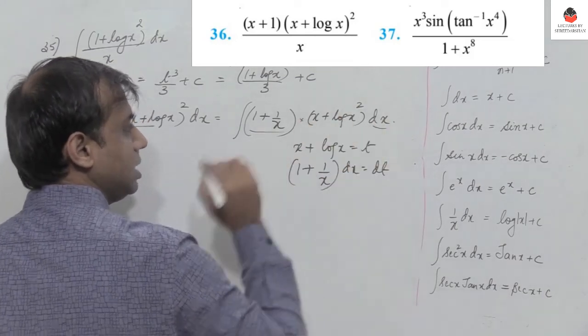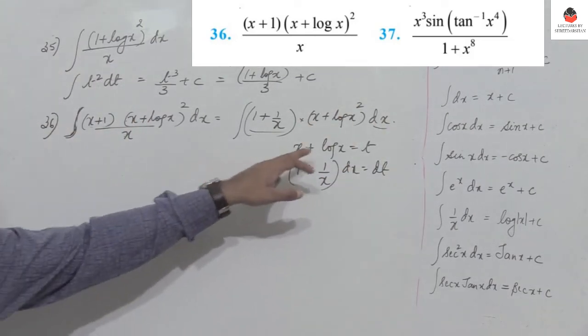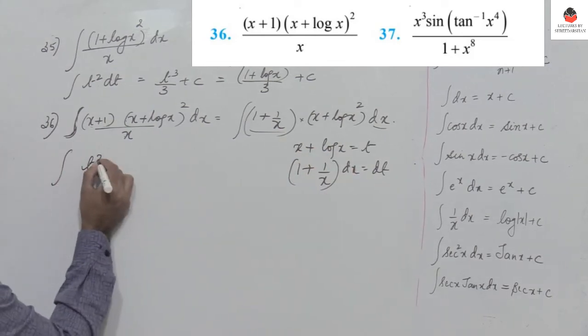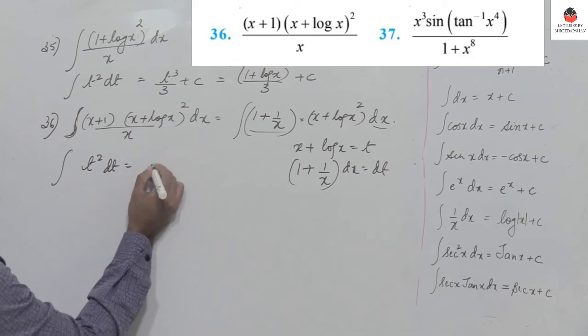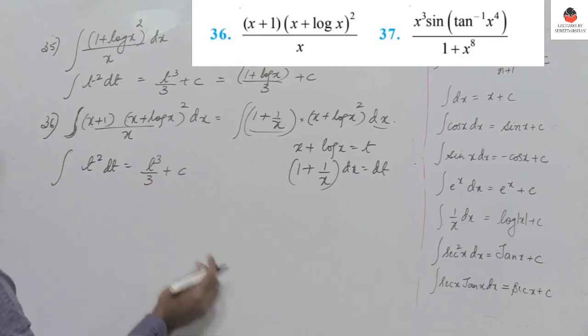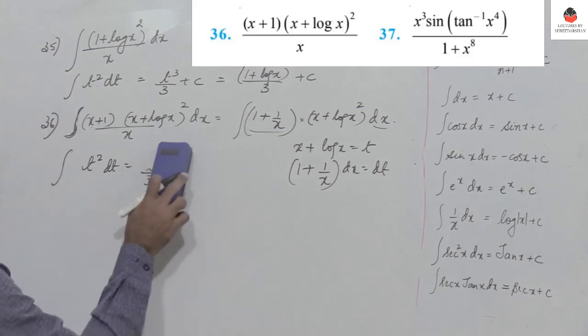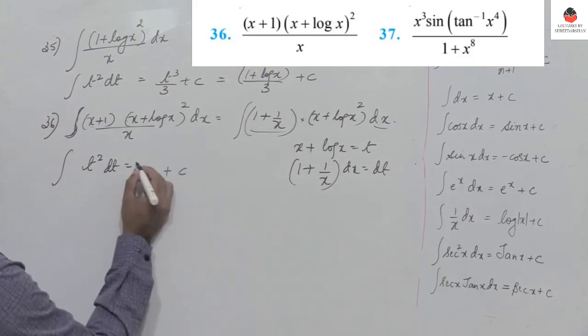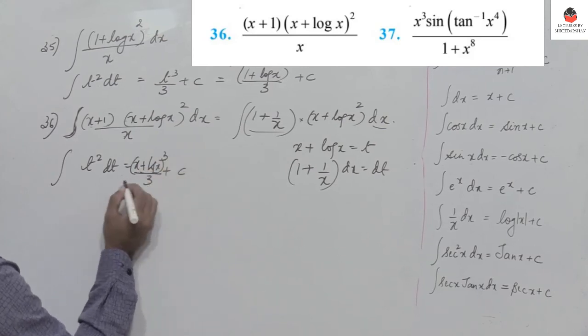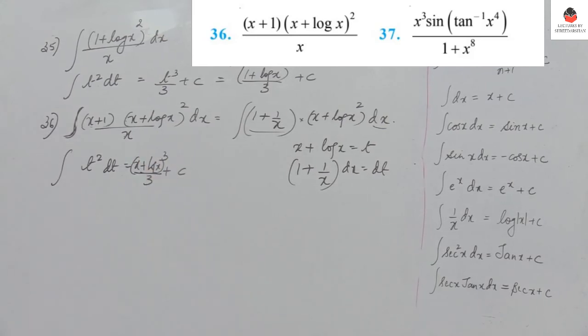So this term is dt, that is (1 + 1/x) dx is dt. So you have integral t square dt, which is t cube by 3 plus c. Right, so what is t cube? t cube is nothing but x plus log x. So you have (x + log x) the whole cube by 3 plus c is the answer.